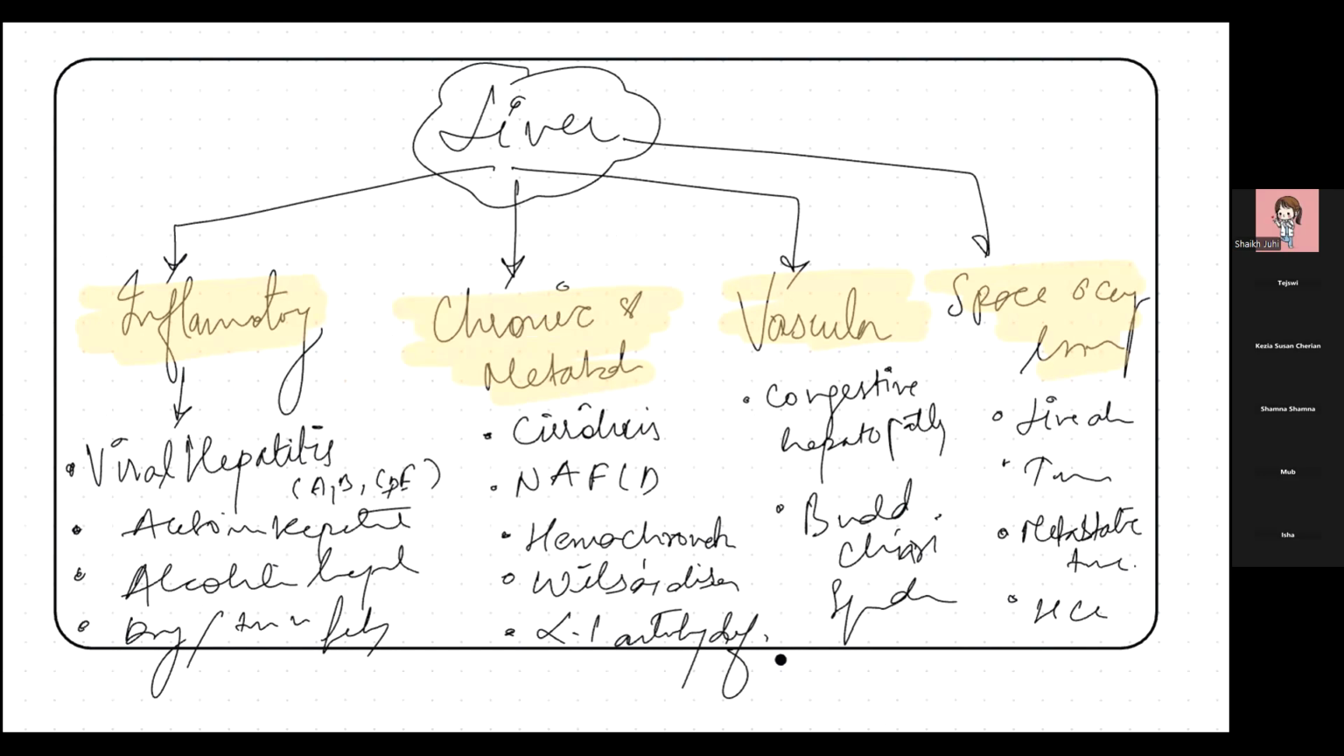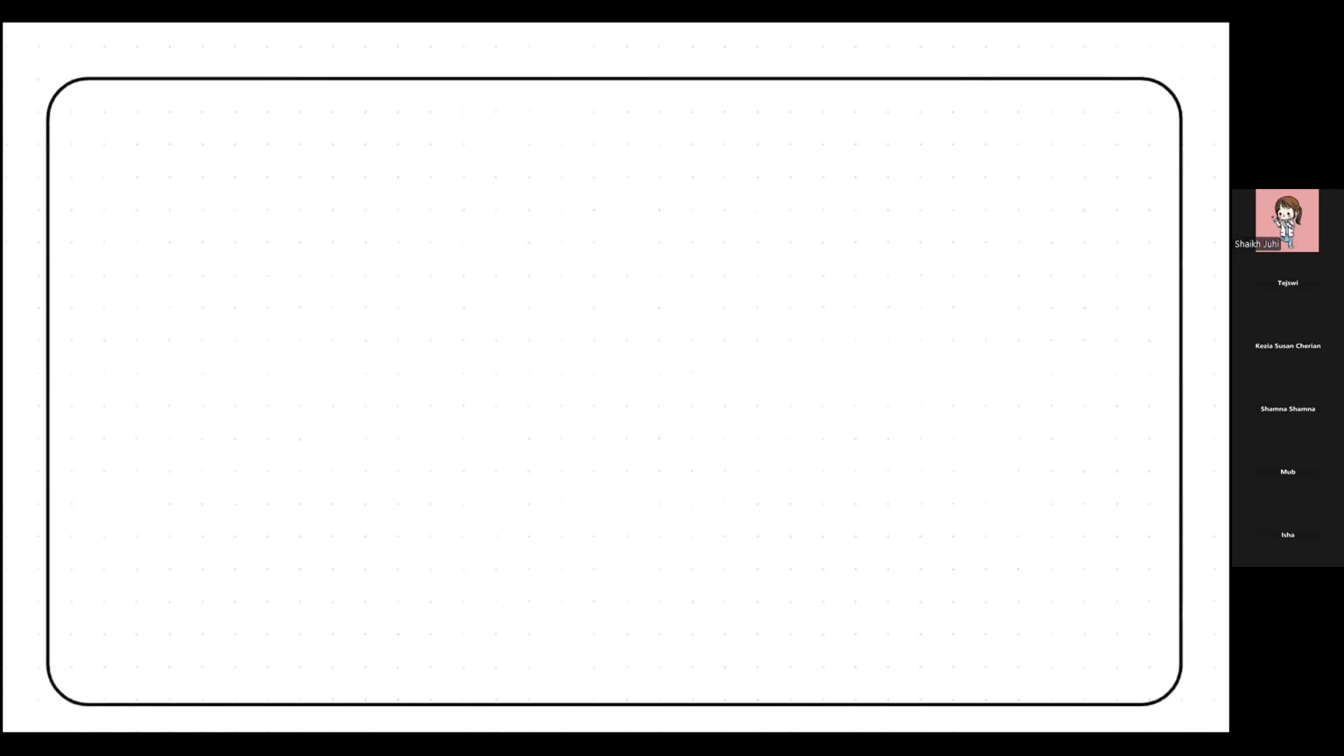What else? If we talk about chronic or metabolic liver diseases, there will be cirrhosis, non-alcoholic fatty liver disease, hemochromatosis, Wilson's disease, alpha-1 antitrypsin deficiency. Whereas if I talk about vascular one, then definitely congestion should come to your mind. The second one, the space occupying lesion. You think about the tumors, the benign one, hepatic adenoma, you can think about any liver abscess, you can think about any hepatocellular carcinoma. Now we are moving on towards the second part, that is the bile duct. I hope that the thing is clear.